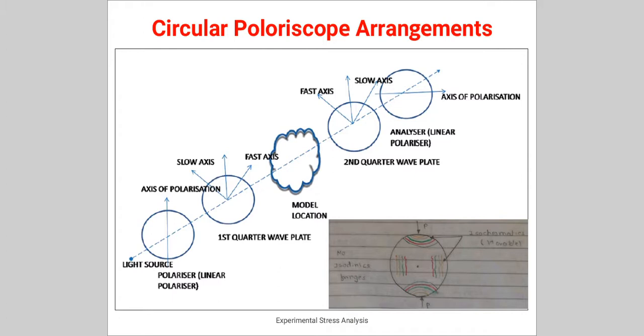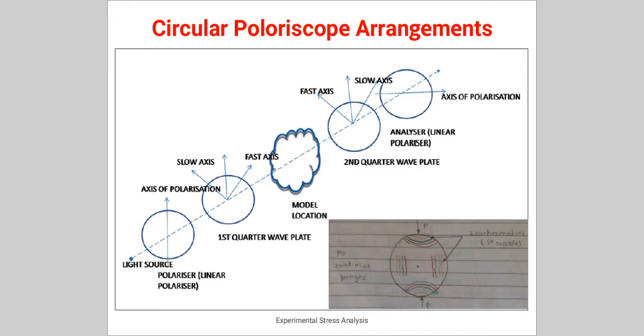Then the photoelastic model is already there, under the loading condition. After the photoelastic model, quarter wave plate number 2 is provided, and after that the analyzer is provided for the observation purpose. If you go through the axis of the polarizer and the axis of the analyzer, the axis of the polarizer is vertical and the axis of the analyzer is horizontal.